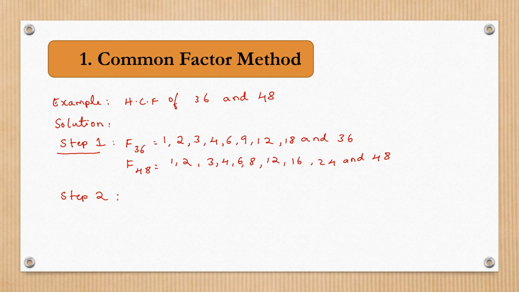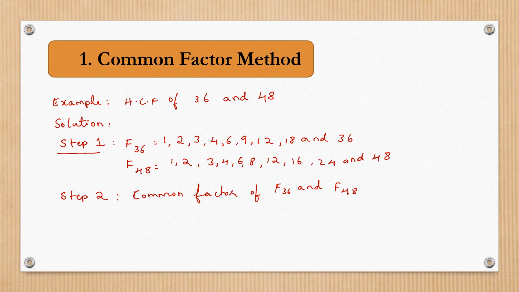So step 2 is finding the common factors. Find factors that are common to 36 and 48. Step 2 is to find the common factors of 36 and 48. So what are the common factors?